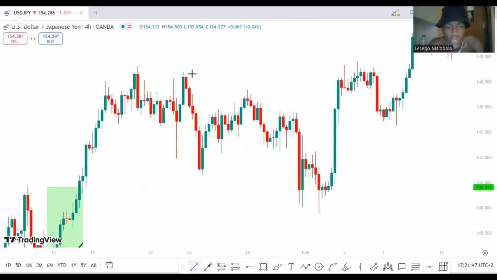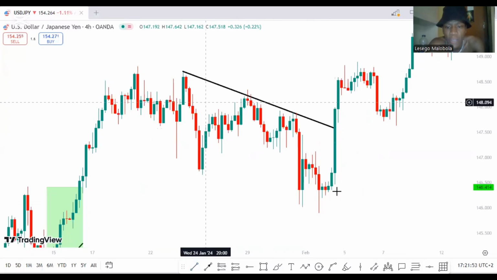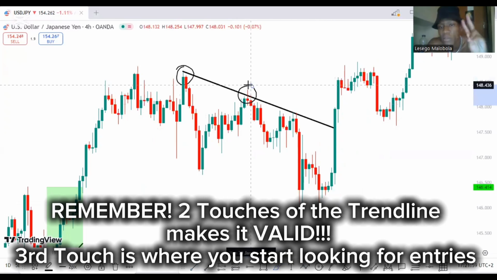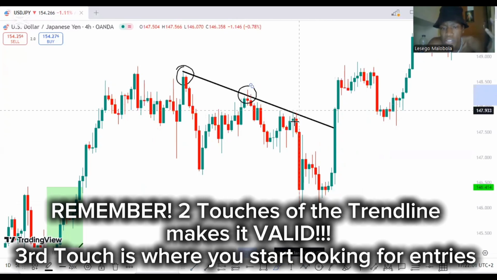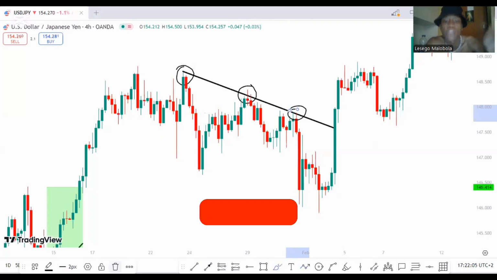So if we try to connect our trend lines, guys, let's see. Perfect. We can see that we have a nice clean first touch right over here, we have a second touch right over here. The second touch confirms our trend line, and obviously we have our third touch, which is where we start looking for our entry point.